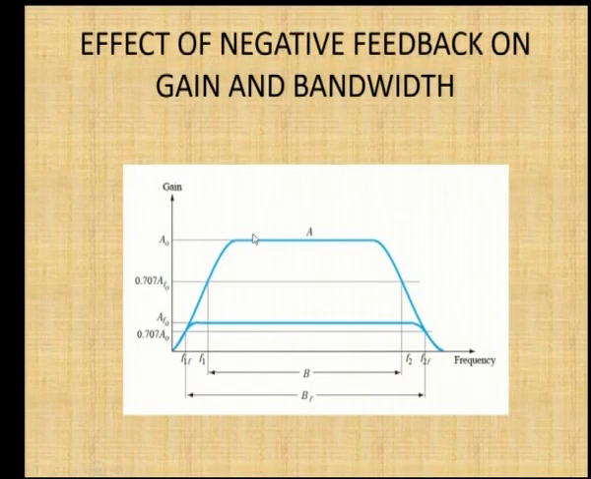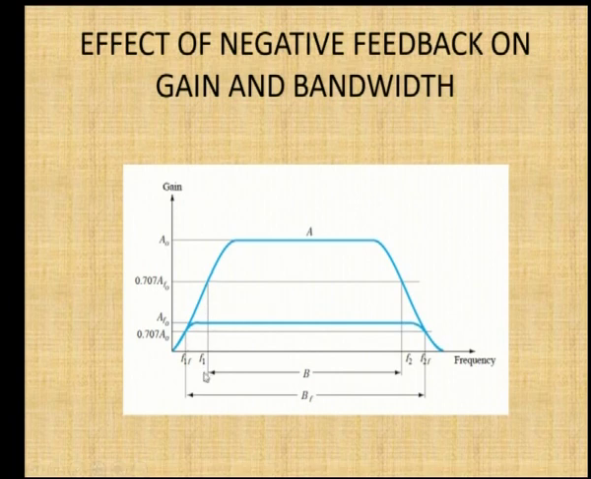So, when you see the graph, this curve is the frequency response of the amplifier without the feedback. This is the midband frequency, which is constant, and for the lower range of frequencies the gain is slightly increasing, and for the higher range of frequencies it is slightly reducing. This is because of the active components in the circuit as well as the circuit capacitances.